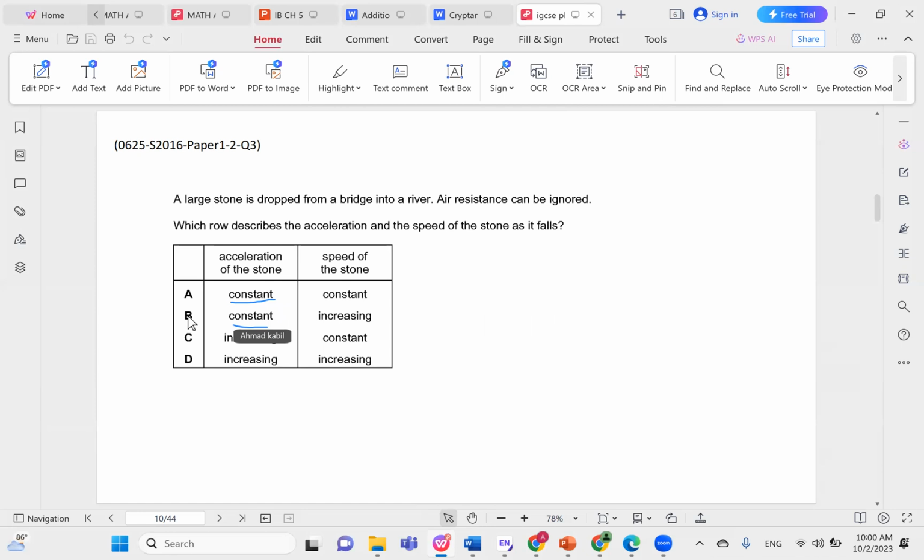Now, if the acceleration is constant, constant does not mean 0. We just said acceleration is 9.81 or approximately 10. So the acceleration here is constant, but not zero. So is the speed constant or increasing? We said that acceleration means changing speed. So the speed cannot be constant. The speed must be increasing. Hence, the correct choice here is choice B.